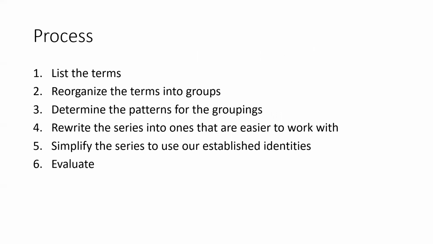In order to do this, we're going to follow a 6-step process as identified here, where first we're going to list out the terms, then we're going to reorganize the terms into groups, hopefully be able to find patterns of those groupings, and then try to change those patterns into a new rewrite of the series, simplify the series down to use the identities that I established in the previous video, and then actually evaluate.